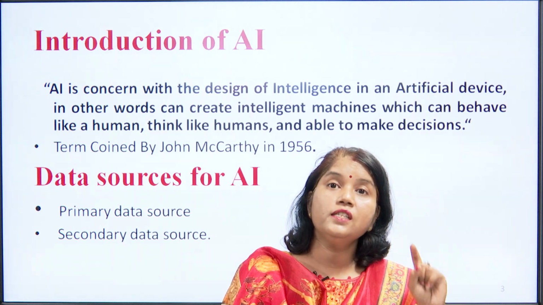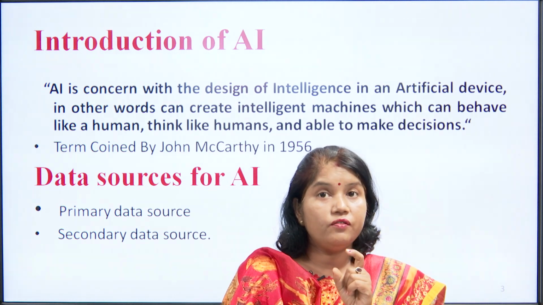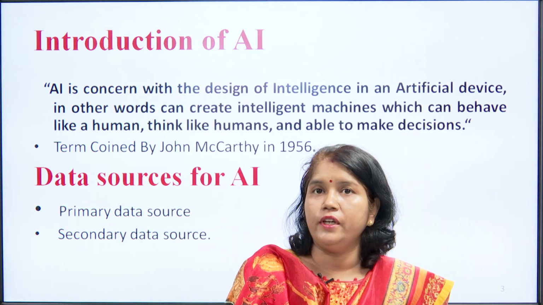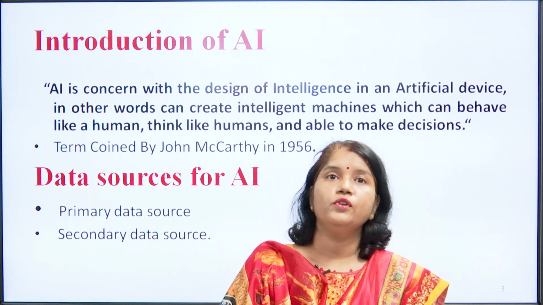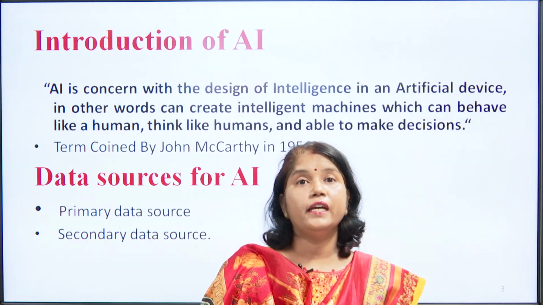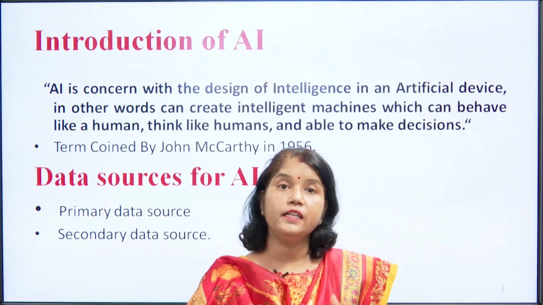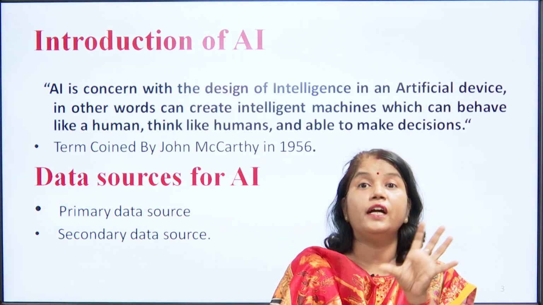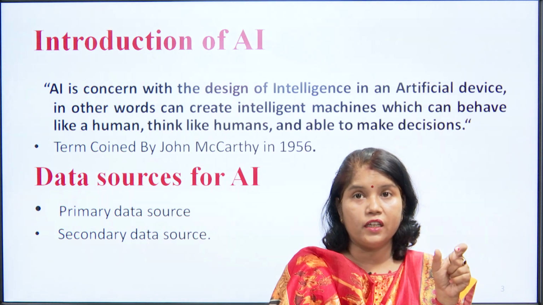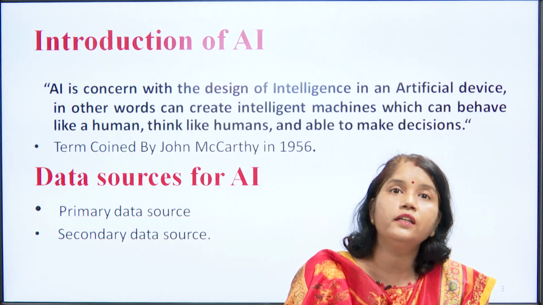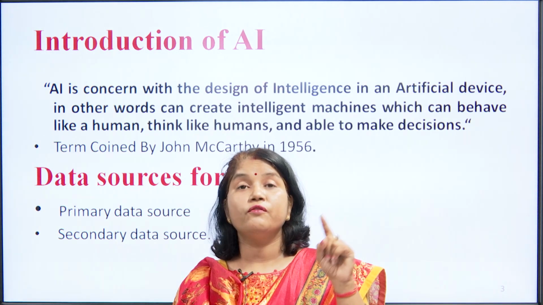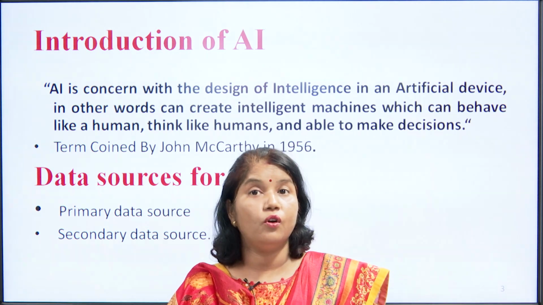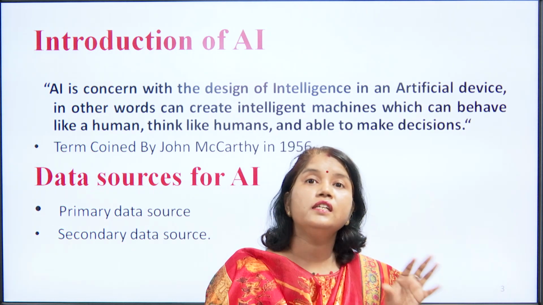So, artificial means man made and intelligence means the thinking ability. Artificial intelligence is the copy of the natural thing. Here AI is concerned with the design of intelligence in an artificial device. You have to create the machine artificially. In other words, you have to create an intelligent machine that will behave like a human, think like a human and be able to make decisions. It will all be applied for taking decisions.